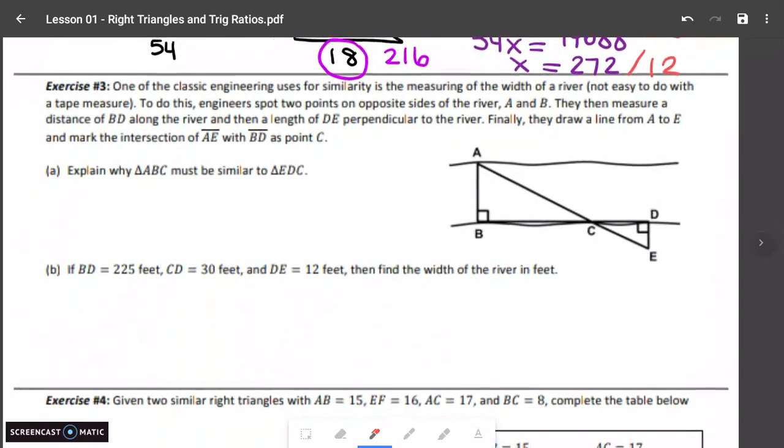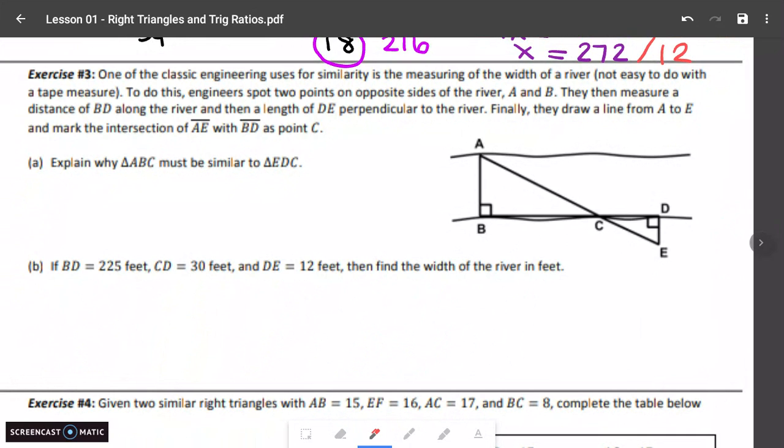We're going to look at something else like that in exercise number 3. So now we're dealing with right triangles again. What's happening here is that we're trying to find the length of a river, or the width of a river, rather. Now, you could try to throw a ruler down. You could try to throw a tape measure and try to get it that way, but it's not always going to work as nicely. It could be too large. So engineers usually use similar triangles to set up these proportions to determine how large this river would be.